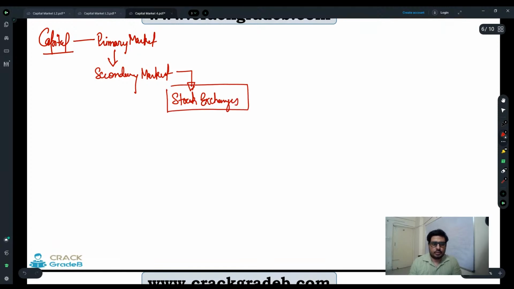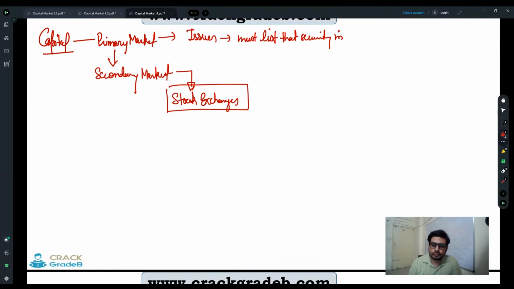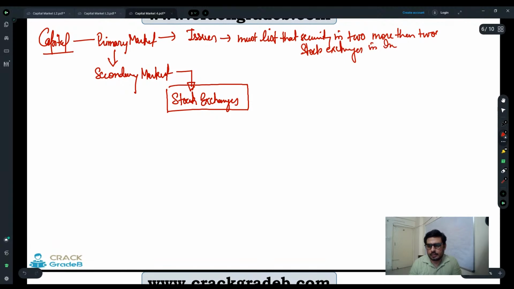So I told you, when an issuer is going to issue its security, the issuer must list that security in two or more than two stock exchanges in India, right? So how a stock exchange works, we were discussing how the stock exchange works.